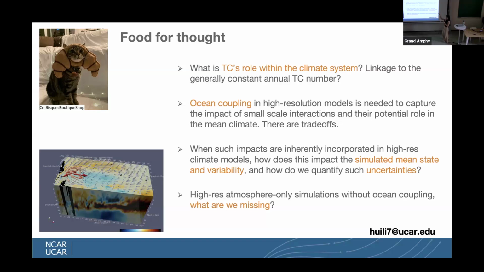But using coupled models, there are trade-offs because we see SST biases in the models that can in turn affect TC activity. So there's a trade-off of using or not using a coupled model in our climate simulations, right?